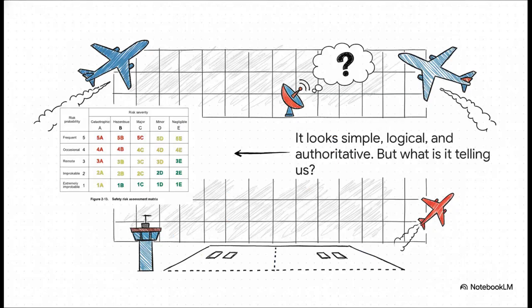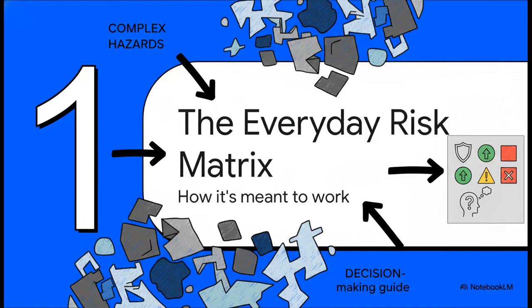Okay, let's really get into this. This grid, the risk matrix, is one of the most popular risk assessment tools on the planet. And to really get why it's so appealing, and also why it's got some deep, deep problems, we're going to start by looking at how it's supposed to work in a field where the stakes, well, they just couldn't be higher. Aviation safety.